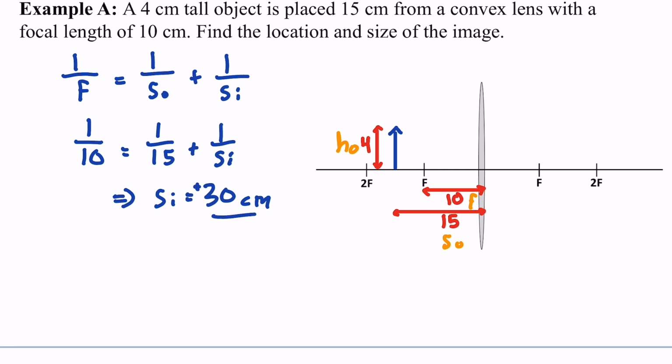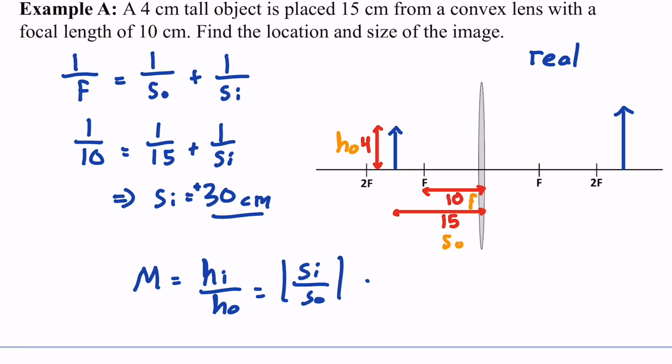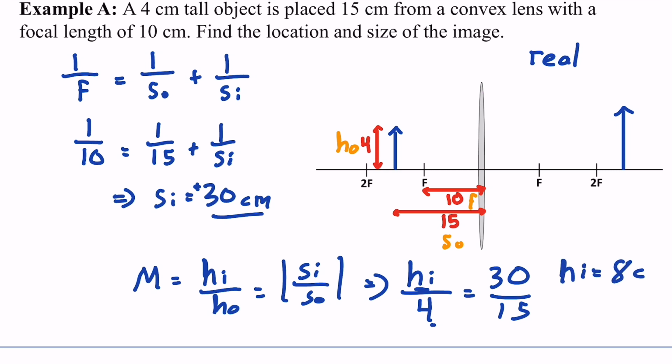Because this answer is positive, that means I have a real image, which means for a lens it's on the opposite side of the lens. And because the image distance is greater than the object distance, this image will be magnified compared to the object. And that ratio, HI over HO, is equal to the ratio of the image distance over the object distance. In this case, that's a ratio of 30 over 15, or 2 to 1. So the image is twice as tall as the object, which means it has a height of 8 centimeters.